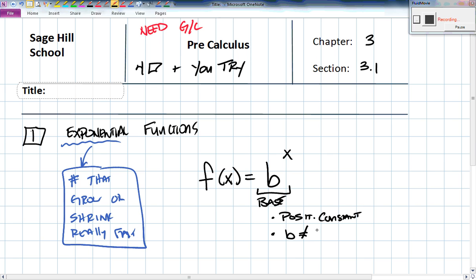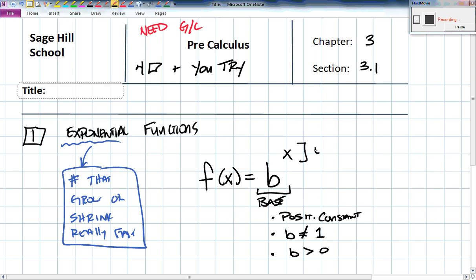The base is not allowed to be a 1. Why is it not allowed to be a 1? 1 to any power is 1. Yeah, 1 to the n power is just 1. 1 to the 50th is still 1, right? And it's got to be greater than 0. So it can be a half, it can be a third, it can be 2/10. It's got to be greater than 0, and it can't be 1. So that's all the stuff that needs to happen for our base.